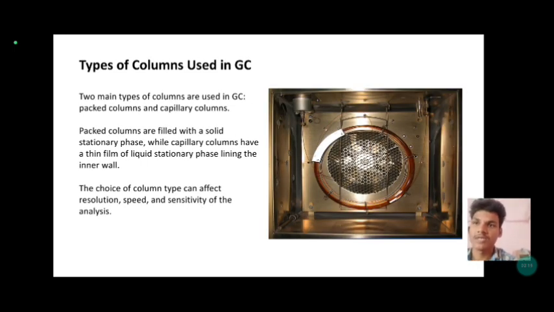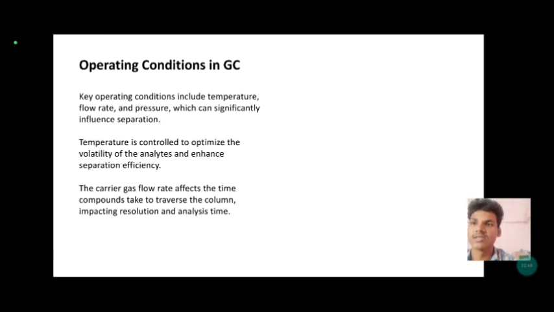Here we can see the types of columns used in gas chromatography. Two main types of columns are used: packed columns and capillary columns. Packed columns are filled with a solid stationary phase, while capillary columns have a thin film of liquid stationary phase lining the inner wall. The choice of column type can affect resolution, speed, and sensitivity of the analysis.